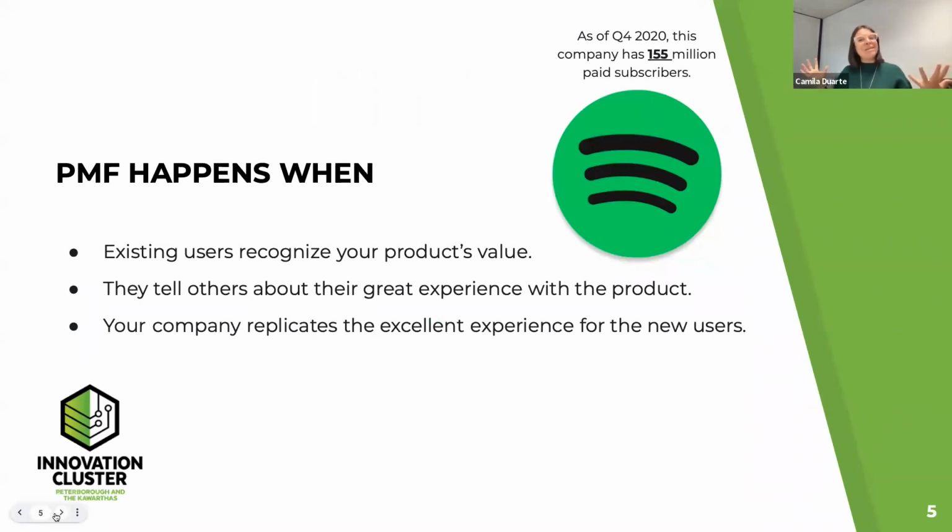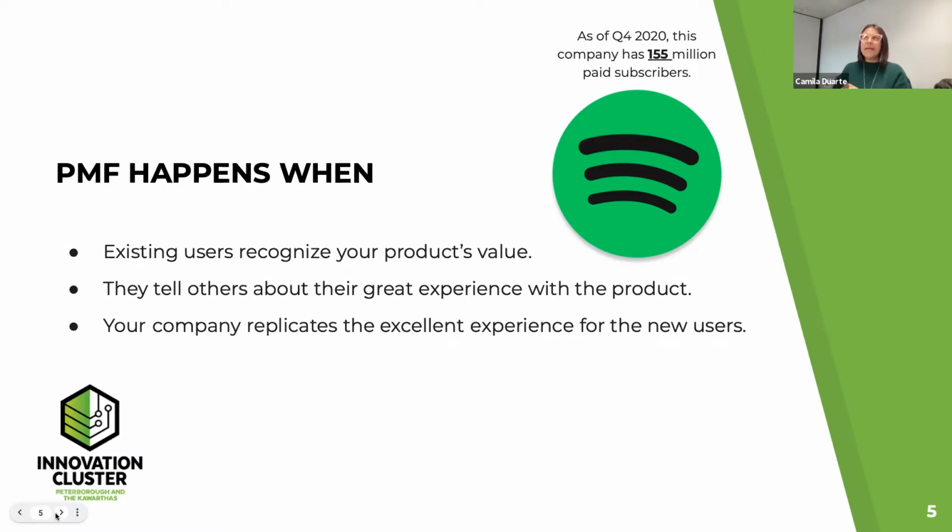The magical moment happens when three things are happening at the same time. So first, you have existing users recognizing your product's value. They tell others about a great experience with the product, and your company replicates the excellent experience for the new users. So a simplified definition is in the name, right? Your product fits into the market and is where it's supposed to be, and you grow your business because of it, right?